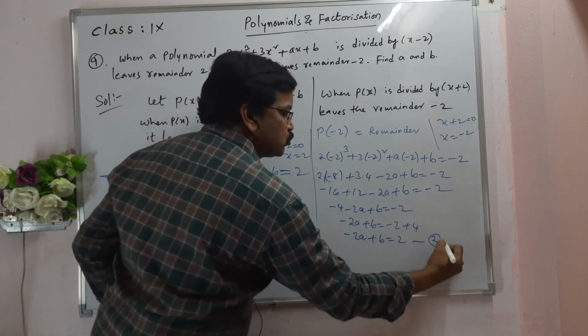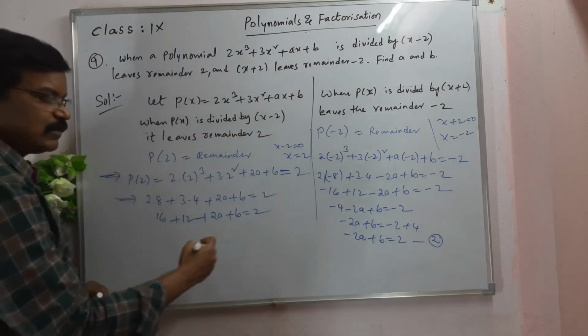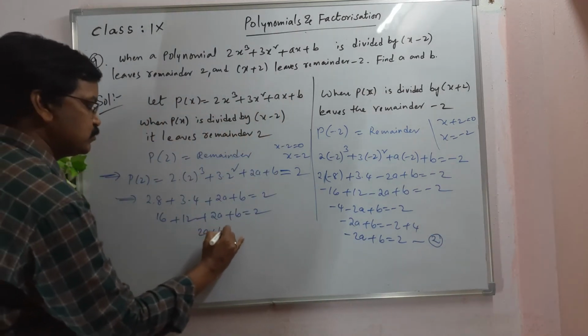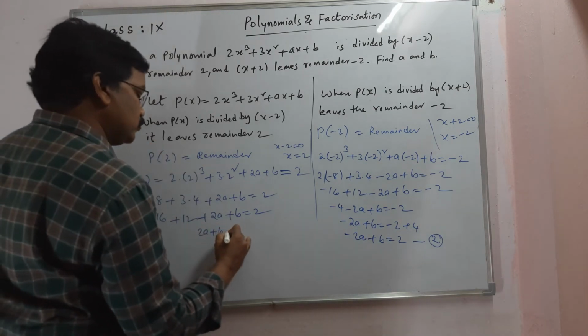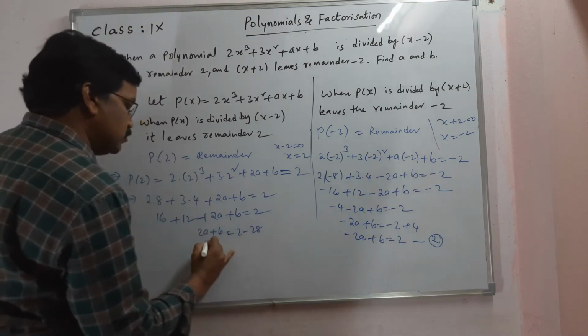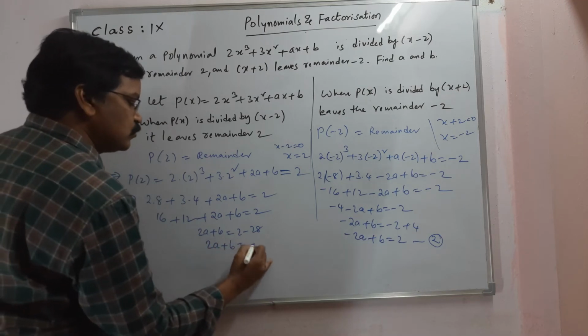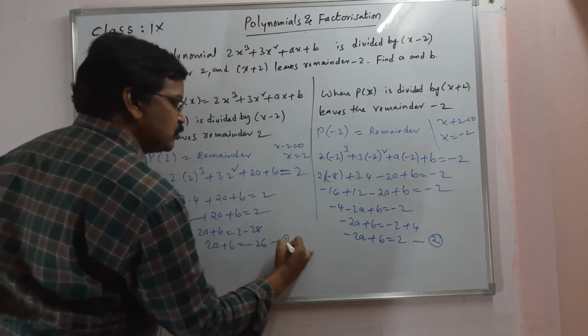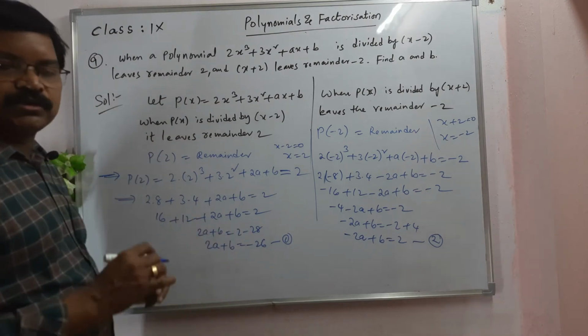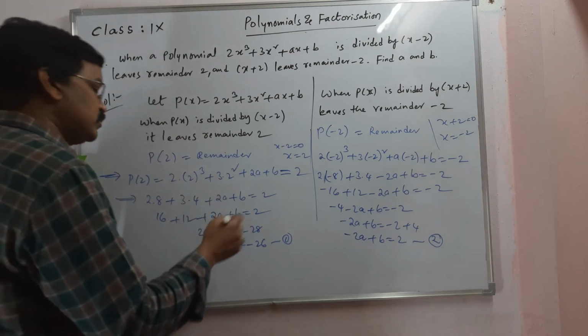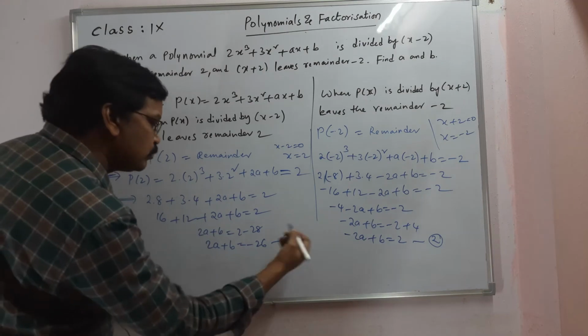This is equation 2. Here also we just simplify. 2a plus b. What is 16 plus 12? 28. So 2 minus 28. So 2a plus b is equal to minus 26. This is equation 1. This is equation 2. Let us simplify the two equations here. So here 2a plus b is equal to minus 26.